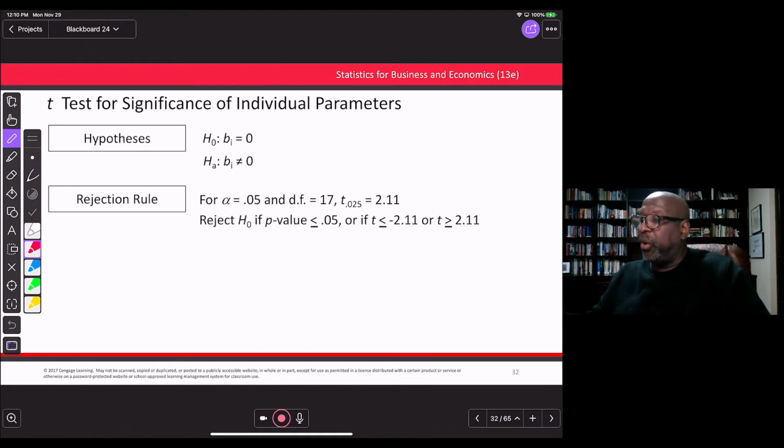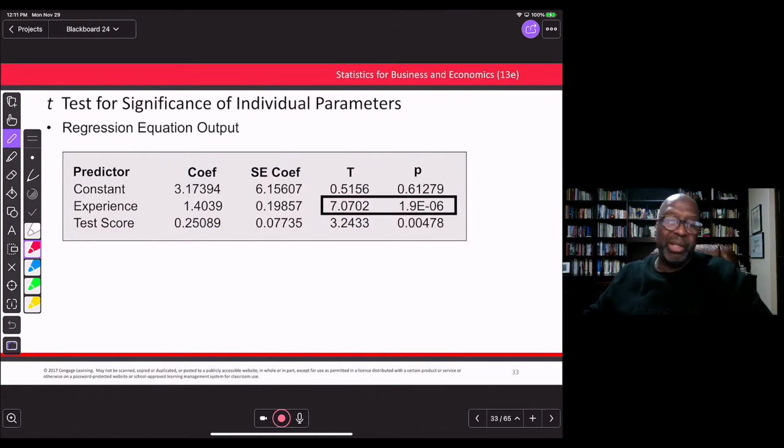And so test for the significance of individual parameters, that's not correct. You never test for a sample statistic. You always test for a population parameter. So that should be beta i is equal to 0 versus beta i not equal to 0. And then we go back to the very same table that we have already looked at to show that those two are significant, but this one is not significant. All right? Which is the intercept.